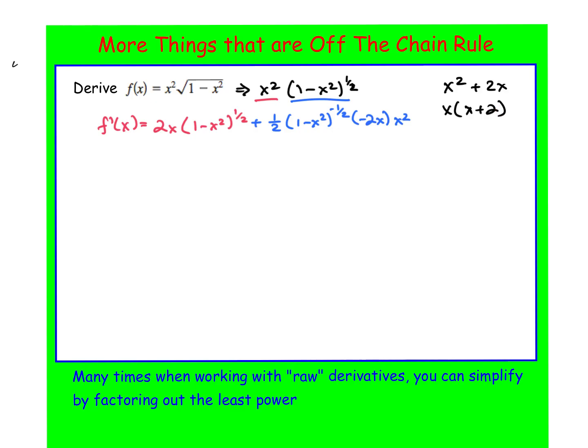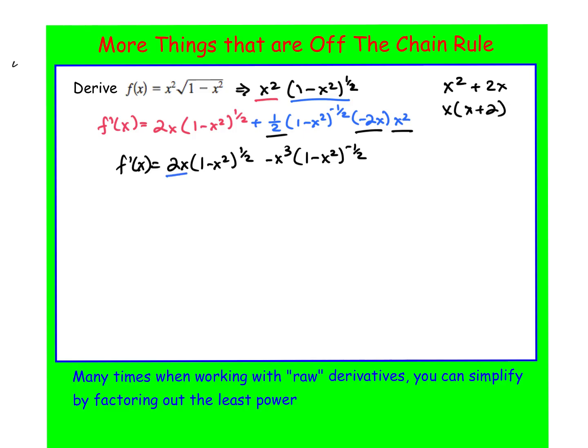So now we're going to use that same technique on this. But before we do that, we're going to simplify this up a little bit. So 1/2 times negative 2x times x squared. What does that become? Negative x cubed. And so then I have negative x cubed. I still have a 1 minus x squared to the negative 1/2. And I still have a 2x times 1 minus x squared to the power of 1/2. And so now we're ready to factor.